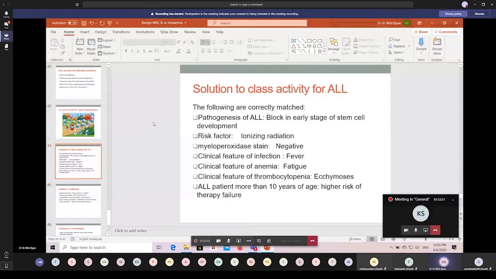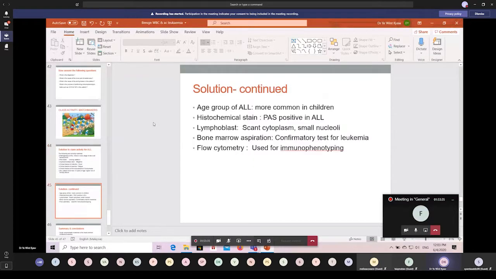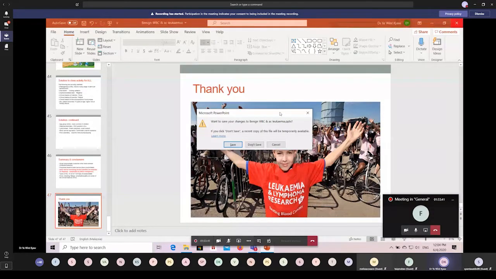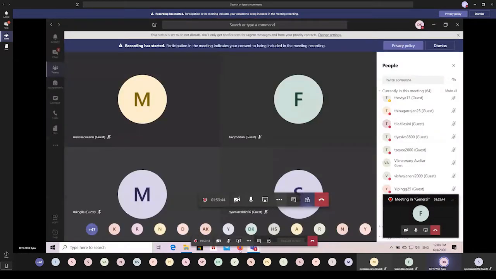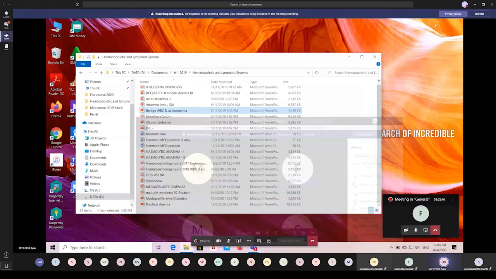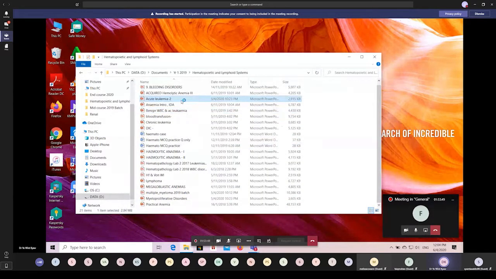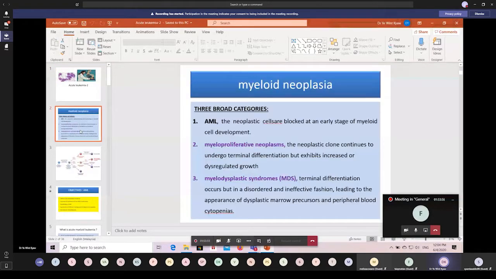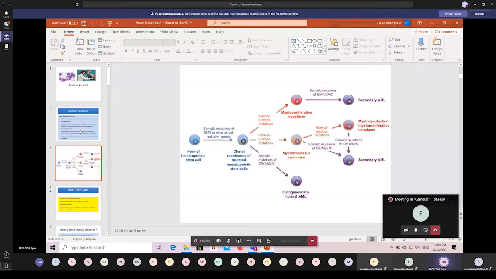Okay, solution. So I will continue with myeloid leukemia. I will need to go into myeloid for a while. Myeloid and lymphoid are the same, not quite different. Myeloid is only a few slides. For myeloid leukemia, you should know the normal differentiation.